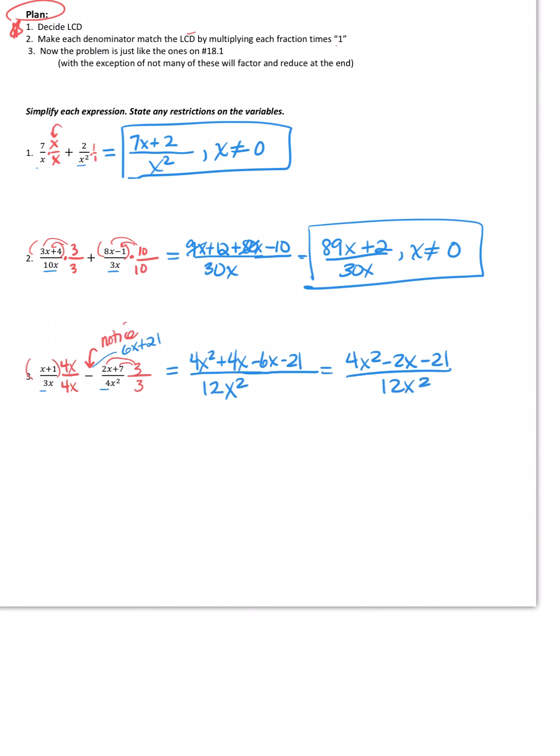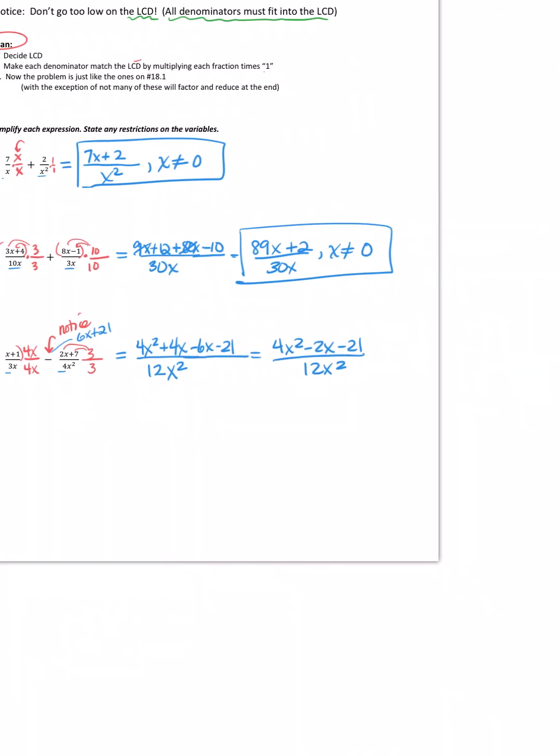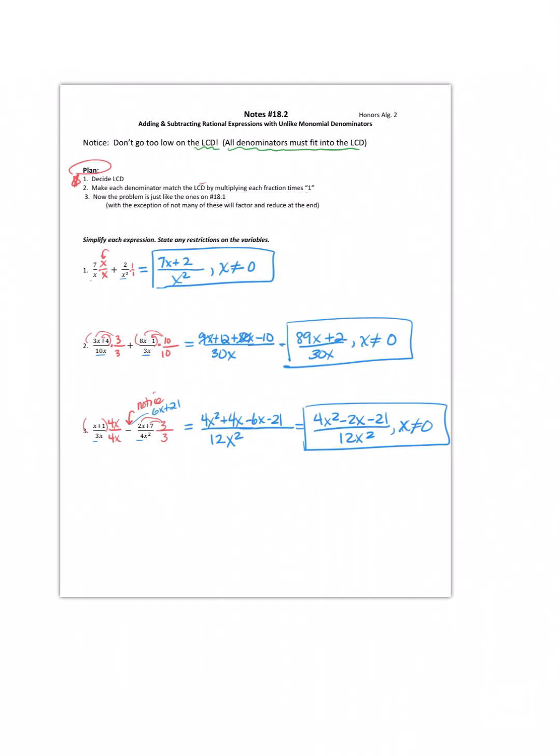Now let's think about this. Can I factor that? I don't think I can factor that. I don't think I can reduce it. So the restriction, what is it that's going to make that divide by 0? Well, it would have to be where x is 0. So x cannot equal 0. All right, that's it. That's what you're going to encounter today. So make sure you show your work on what's your least common denominator, and don't forget to do your restrictions. All right, good luck. We'll see you in class.